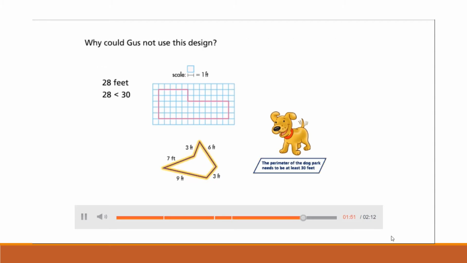Why could Gus not use this design? Pausing here so that you can think about this question yourself. Why is this design down here, which is only 28 feet in perimeter, why is this not an option for Gus?